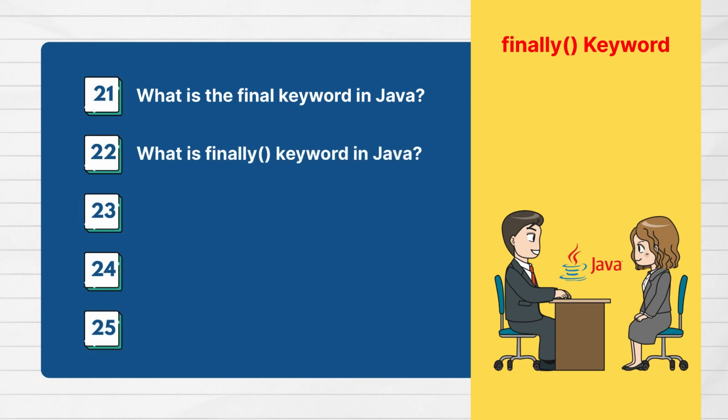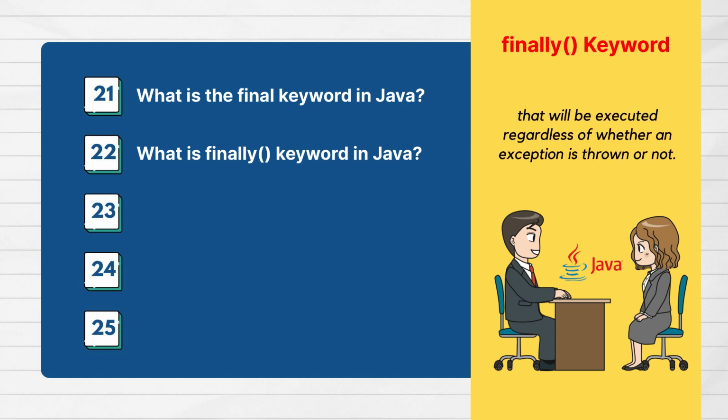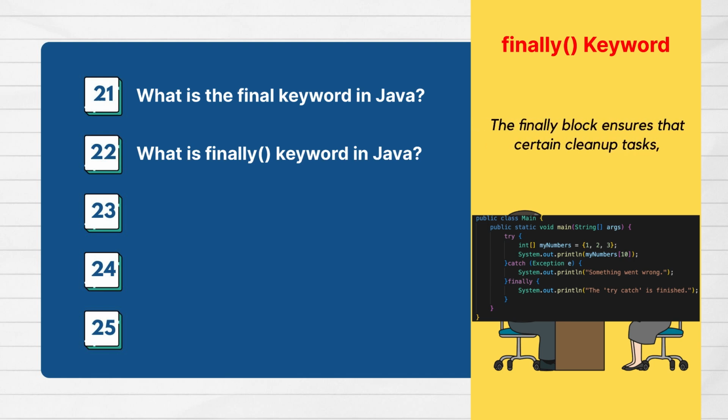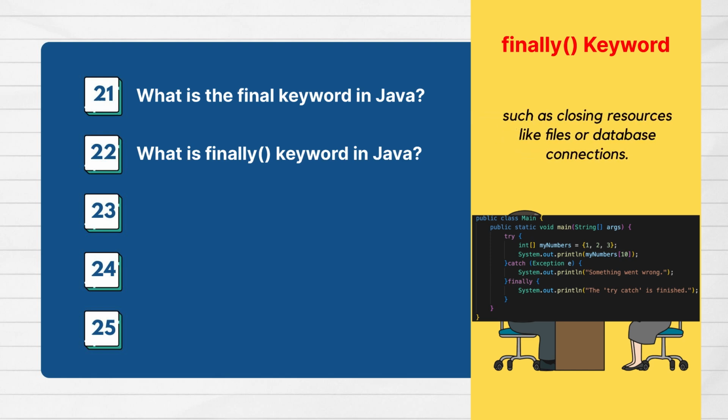What is finally keyword in Java? Finally keyword is used in exception handling to define a block of code that will be executed regardless of whether an exception is thrown or not. It is typically used in combination with try and catch blocks. The finally block ensures that certain cleanup tasks are performed, such as closing resources like files or database connections.